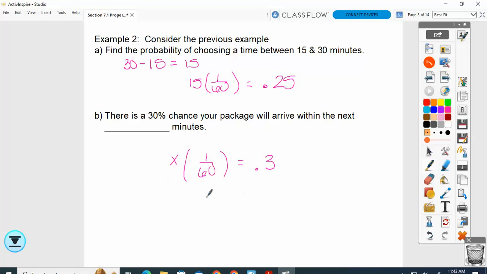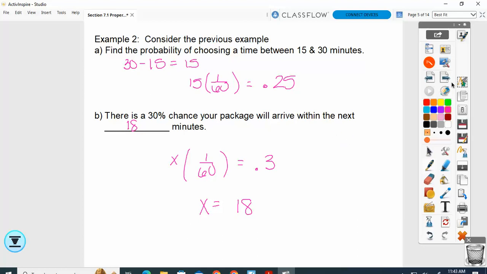Multiply by 60, or divide by 1 over 60, and what do you get? 18. So there would be a 30% chance the package comes anytime in the next 18 minutes. Right. So with uniform distributions, the nice thing is everything has the same probability in there. So probability is just finding the area of a rectangle.